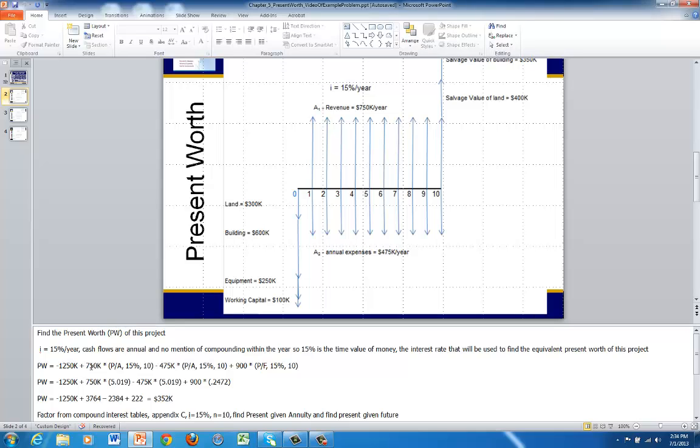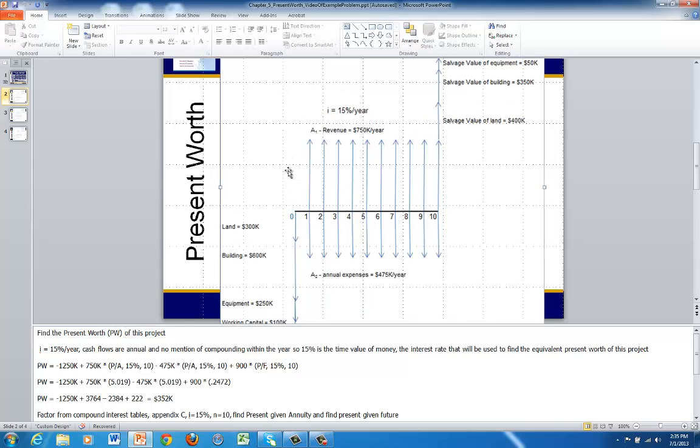Then I want to add the annuity, the $750K of annual revenue, and that is not at time 0, so I need to bring that back to time 0. So if we look at this right here where I'm circling, that looks just like an annuity, right? So we take the $750K, we want to find the present given the annuity at the stated interest rate of 15% over 10 years. Notice again, there's no cash flow at time 0 for this annuity of $750,000 a year.